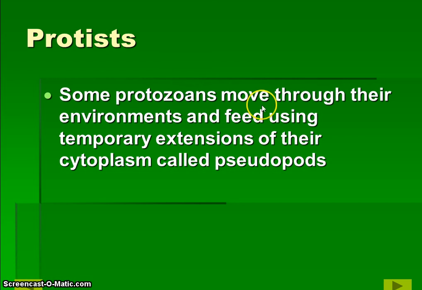Now, some protozoans move through their environments and feed using temporary extensions of their cytoplasm, which are called pseudopods, and that's how the amoeba is going to move around. So the amoeba can actually change its shape around and actually extend its cytoplasm out to be able to cause that to move. And those extensions are called pseudopods.